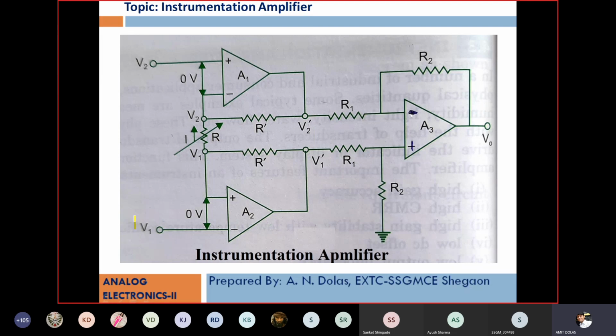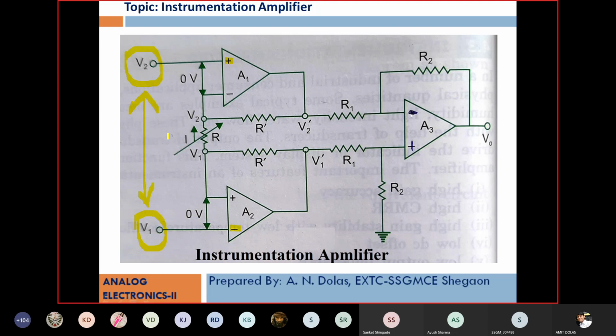Let's go for the analysis of this circuit. Now our signal source is connected here. At the minus of A2 is given one source, that is V1. Another source is V2, connected to the non-inverting terminal of A1. Okay, so there are three possibilities. What will be the relation between V1 and V2? V1 may be greater than V2, V1 may be equal to V2, or V1 may be less than V2. So there are only three possibilities.